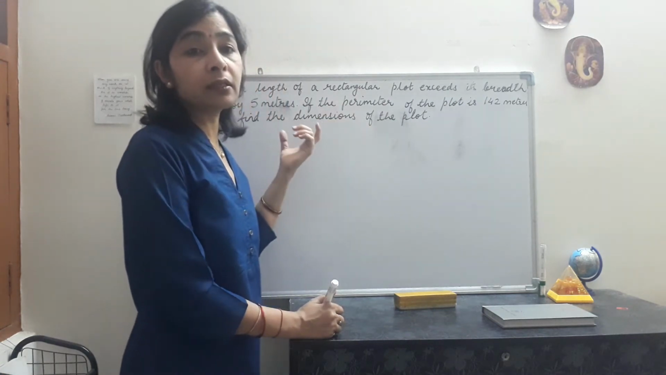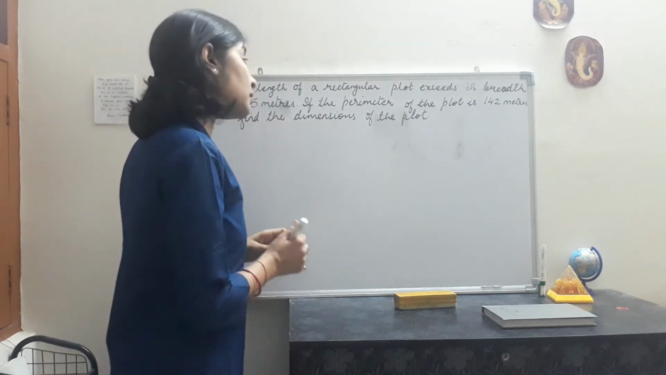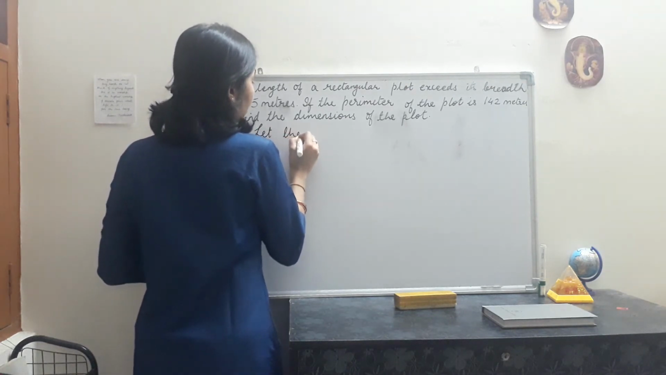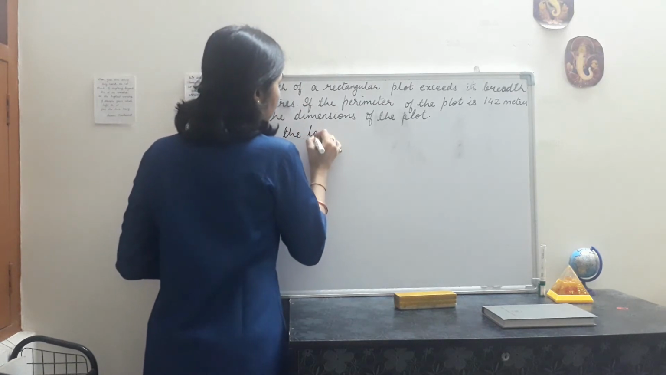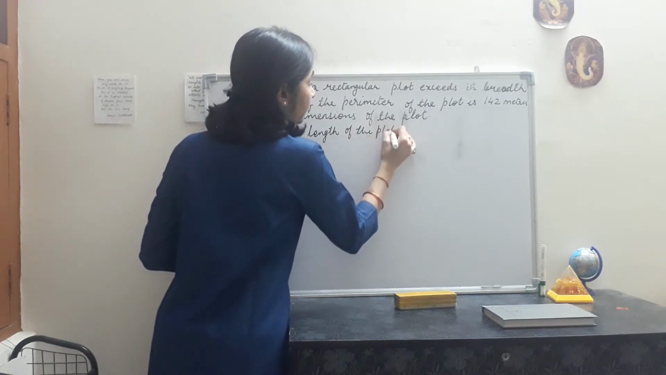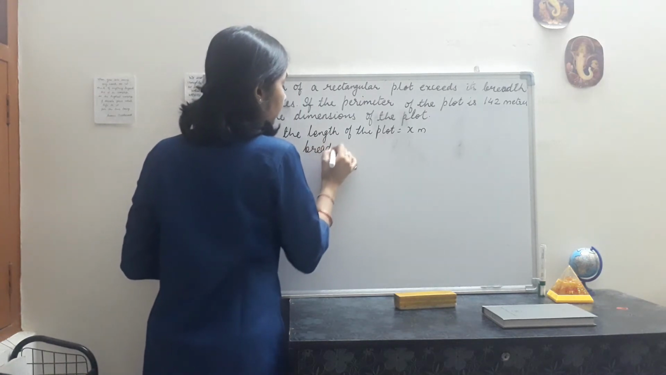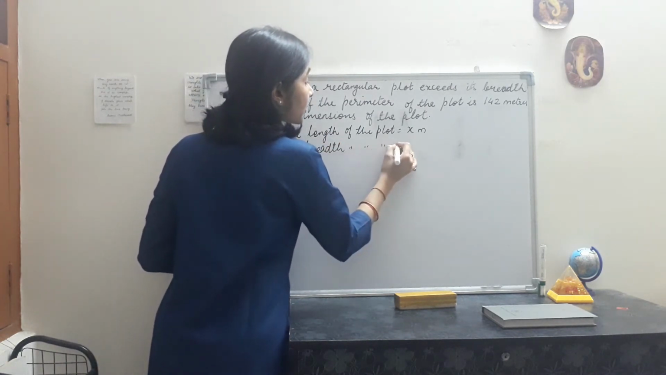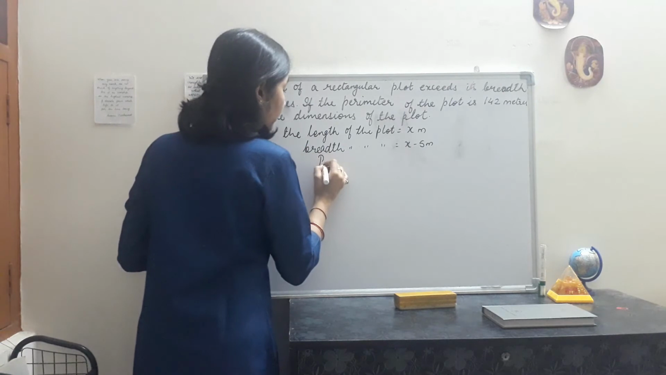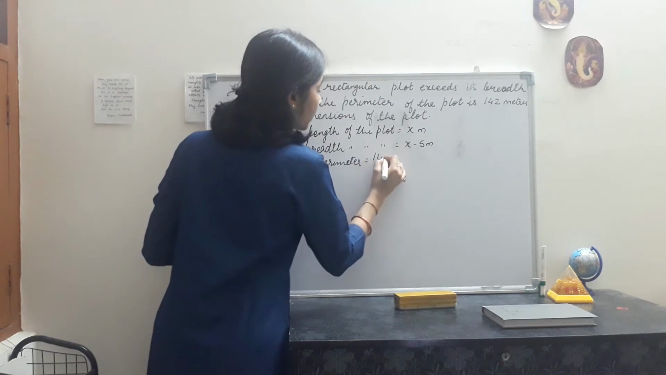Now we should know the formula of the perimeter of a rectangle, that is 2 into l plus b. So the same we will use here. Let us suppose the length of the plot is equal to x meters. Therefore the breadth of the plot is equal to x minus 5. Now what else is given? The perimeter is equal to 142 meters.